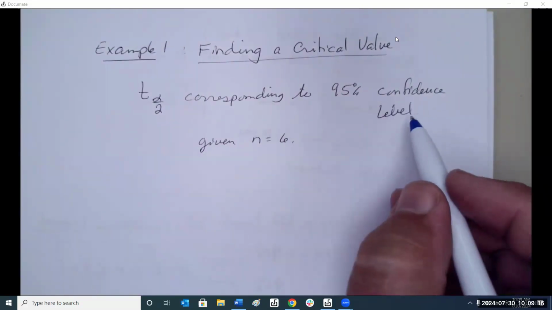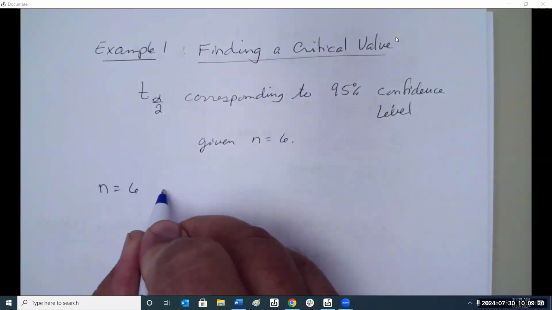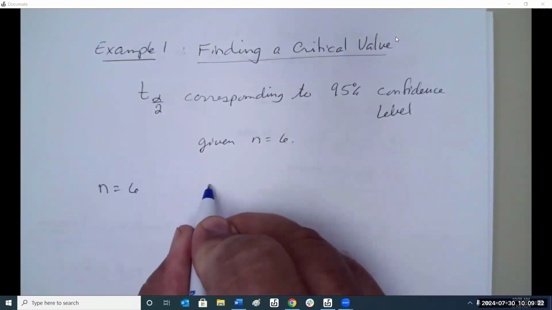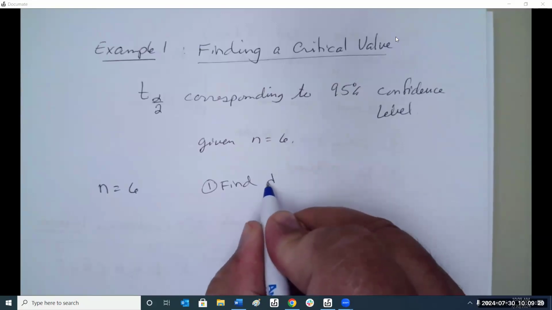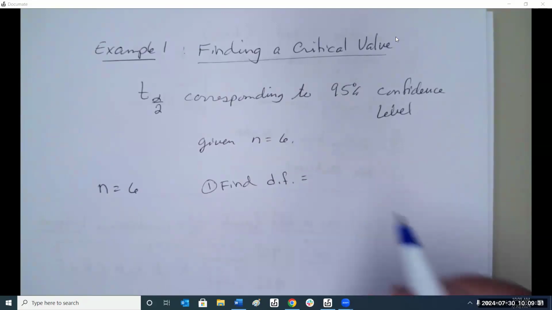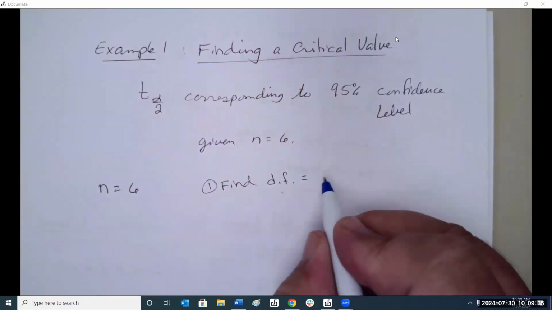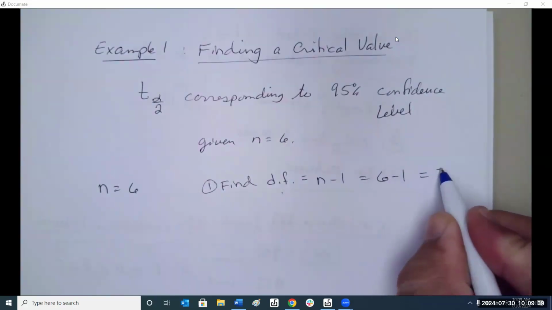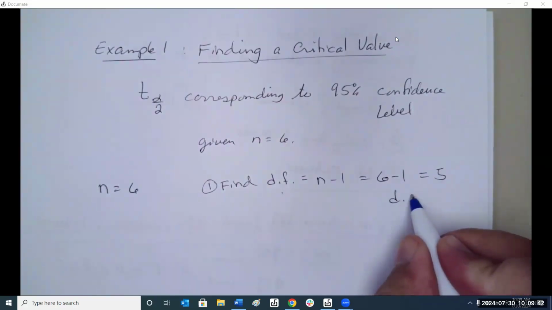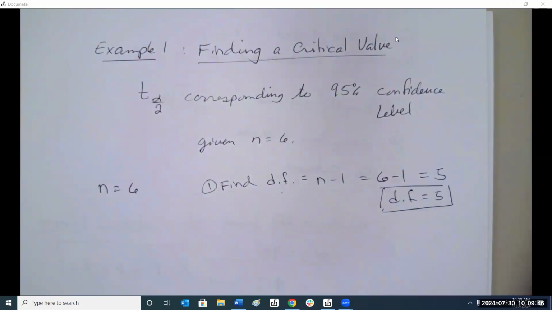So what do we do first? We know n. What do we have to find first? We use n to find our degrees of freedom, which is n minus 1. So 6 minus 1 equals 5. That's the first thing we know.